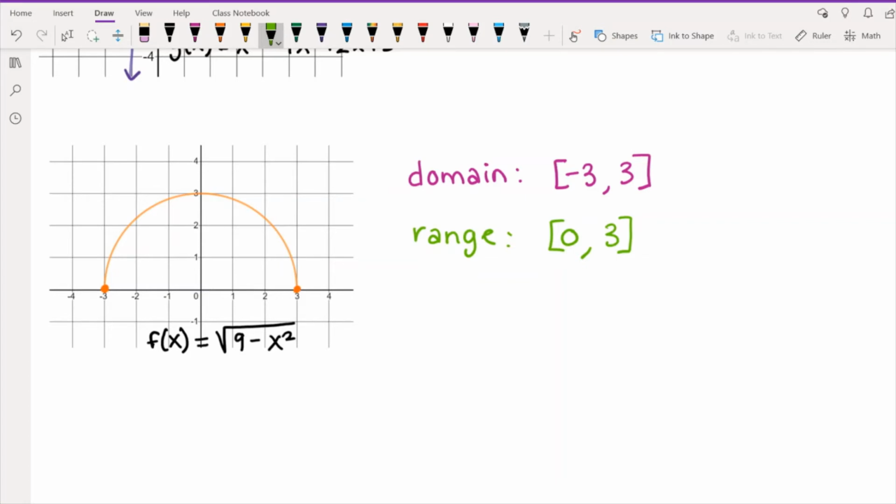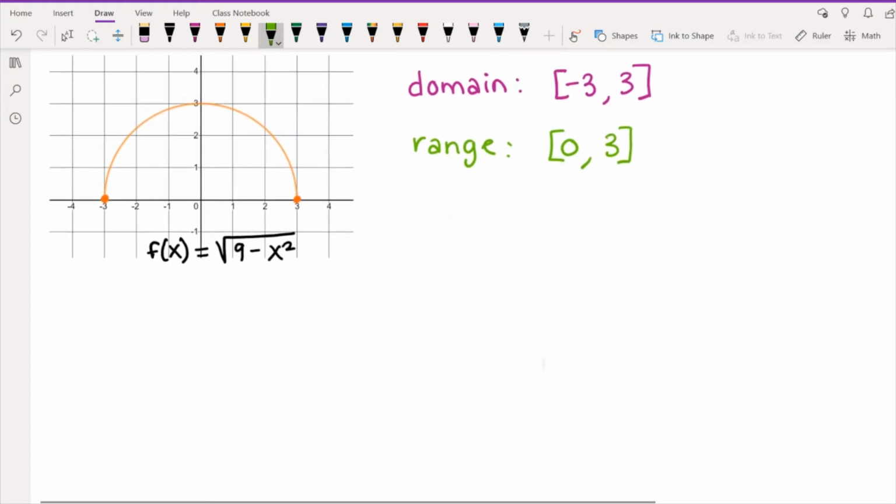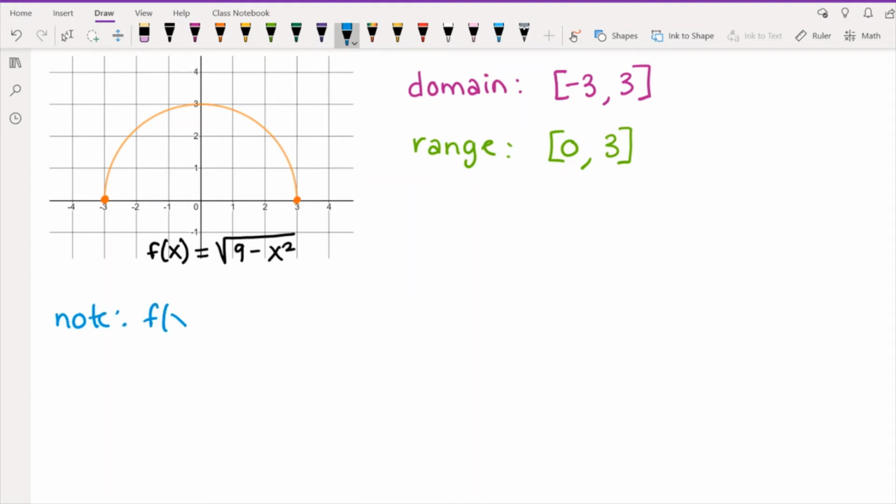So this graph is actually a semicircle. It's half of a circle. And I want to dig into why that is. Why is it that this graph looks like a circle? So note, f of x is equal to the square root of 9 minus x squared is a semicircle.